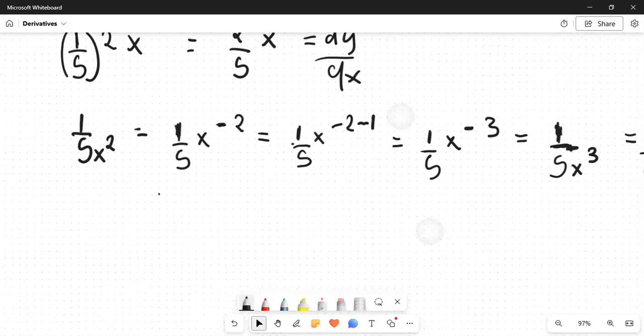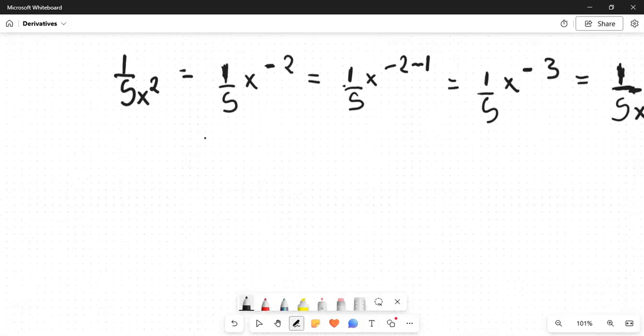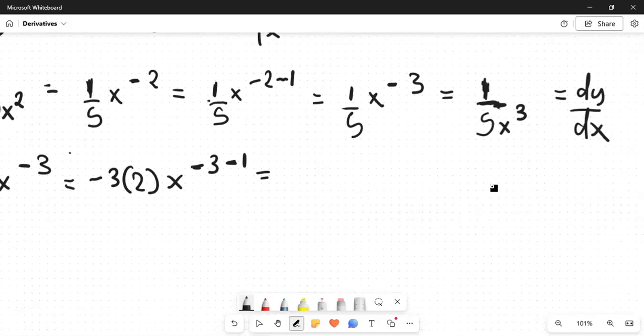So I'm also going to teach you guys how to find the derivative of negative powers without a fraction, something which I forgot, but I'm going to show you guys right now. So you can be given 2x to the power of negative 3. How to find the derivative of this? So it's like always, we take the power exponent down. It becomes negative 3 times 2x to the power of negative 3 minus 1. So our derivative here will be negative 6x to the power of negative 4.